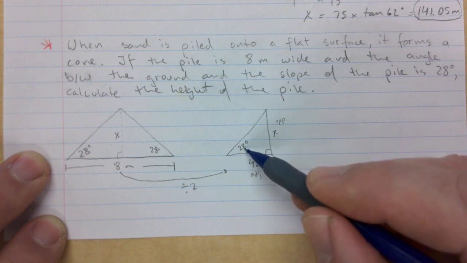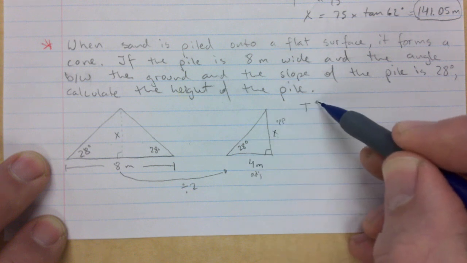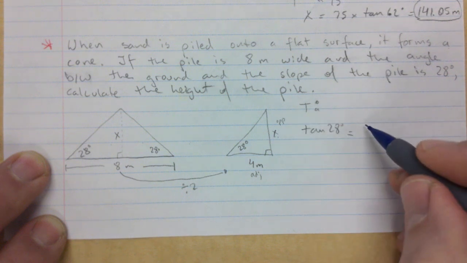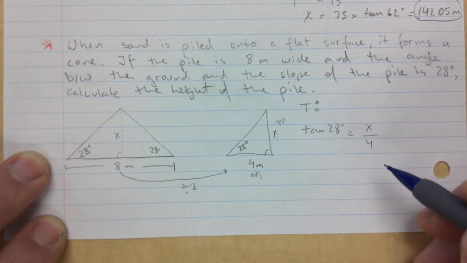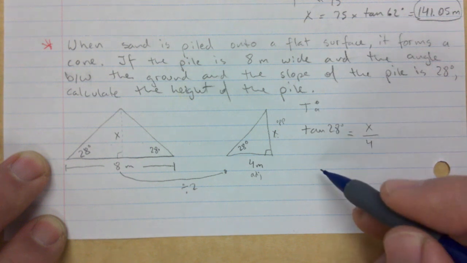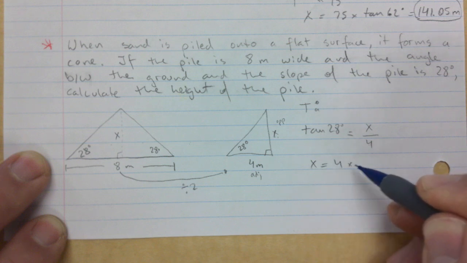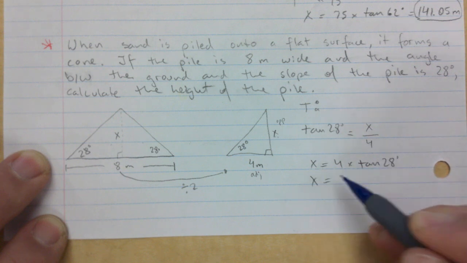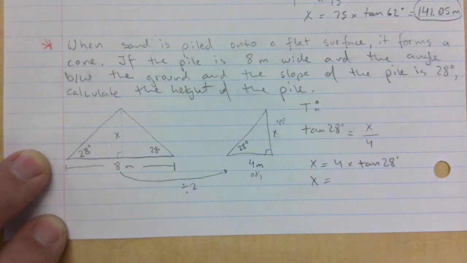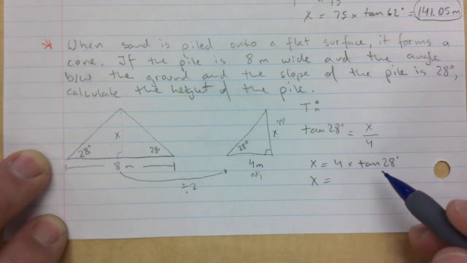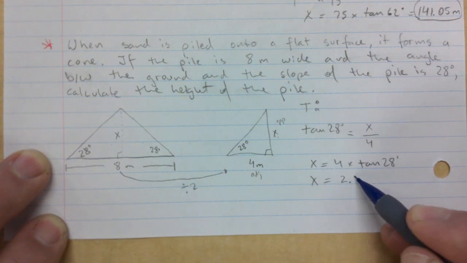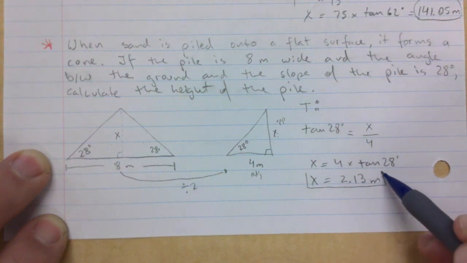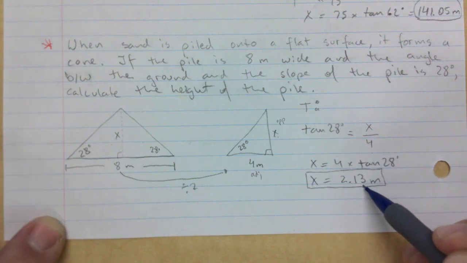So this would be O and A, which is TOA, right? So tan of 28 degrees is going to be opposite over adjacent. So it's 4 times tan of 28. And what is that? 2.13, because it's 2.126. So it rounds to a 3. That is the height of the pile.